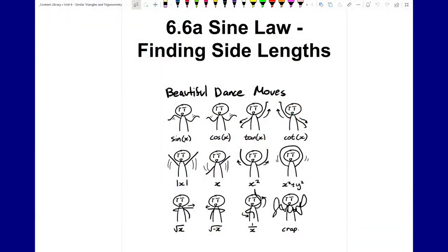In today's lesson, we are going to be looking at the sine law. Now, this is going to be broken up into two parts. We're going to look at finding side lengths first and then finding angles in a future lesson. Again, this is a new concept.